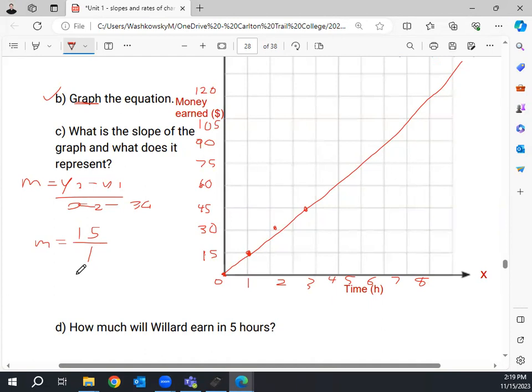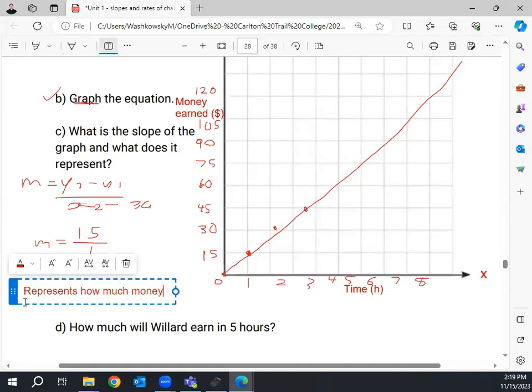But what does it represent? And this is where it's important to look at the context of the graph. When I go up 15, I'm going up $15. Basically, the slope of this graph represents how much money I earn over time. I will know that if I work 5 hours, I'm going to make $75. If I work 8 hours, I'm going to make $120. That's what it's showing. So what does the slope represent? It represents how much money you make per hour.